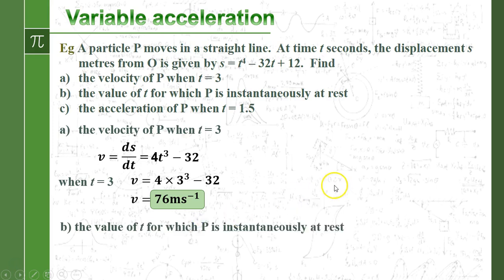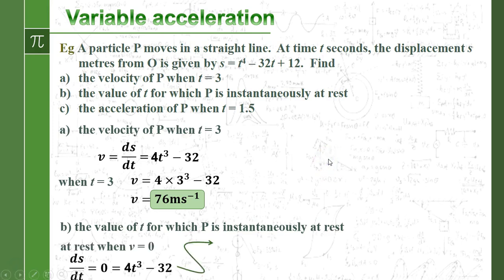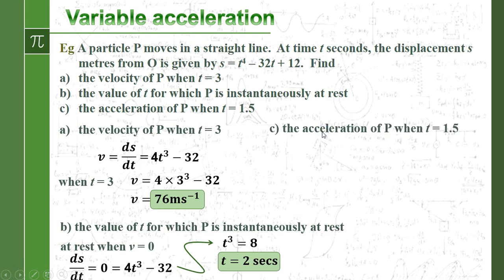Next, the value at which P is instantaneously at rest, so the value at which velocity is 0. So we're going to put that equal to 0, and then do some solving. t^3 equals 8, so it's instantaneously at rest when t equals 2. Okay, all fairly straightforward so far.